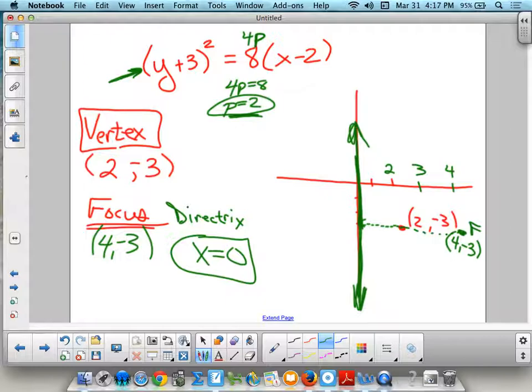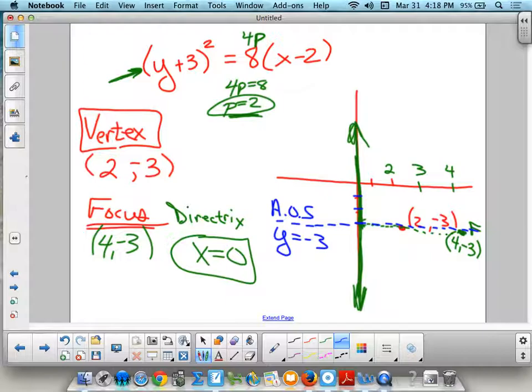Next, I want the focus, directrix, axis of symmetry. The axis of symmetry will be the line that cuts your parabola in half. It's this blue line going this way. Since we're down 1, 2, 3, your axis of symmetry, AOS, is y equals negative 3.